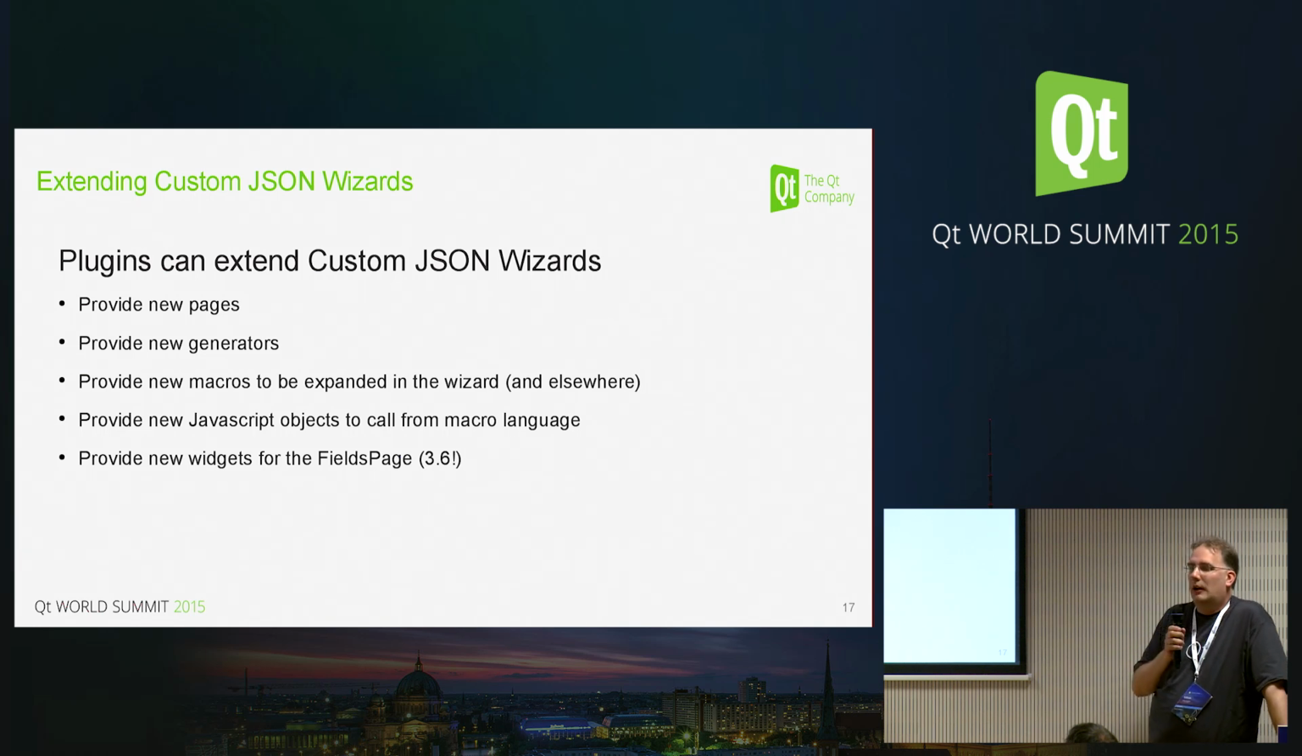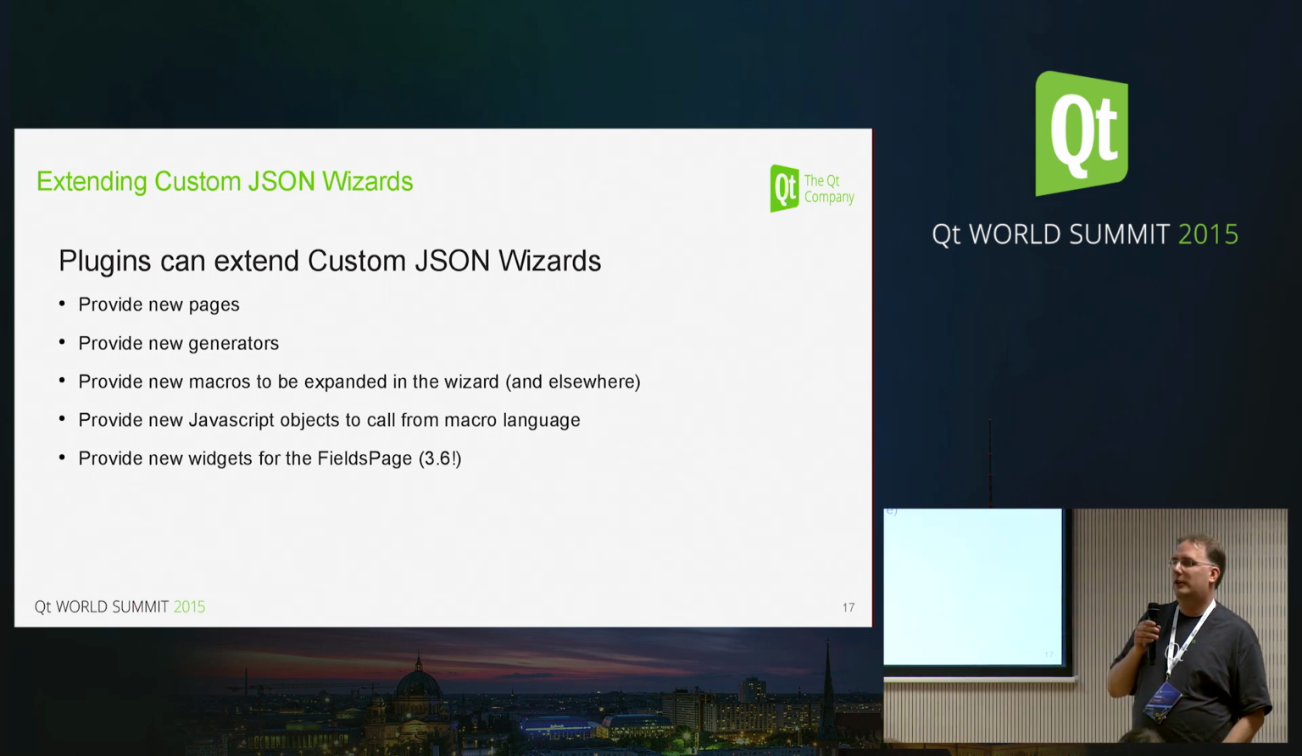You can also define JavaScript objects, which will be injected into the runtime environment for the wizards. So if you, for example, have special file naming needs, you could have a JavaScript function which takes the class name, turns that into a file name according to your naming convention, and returns that. And you can call that from the wizards itself.